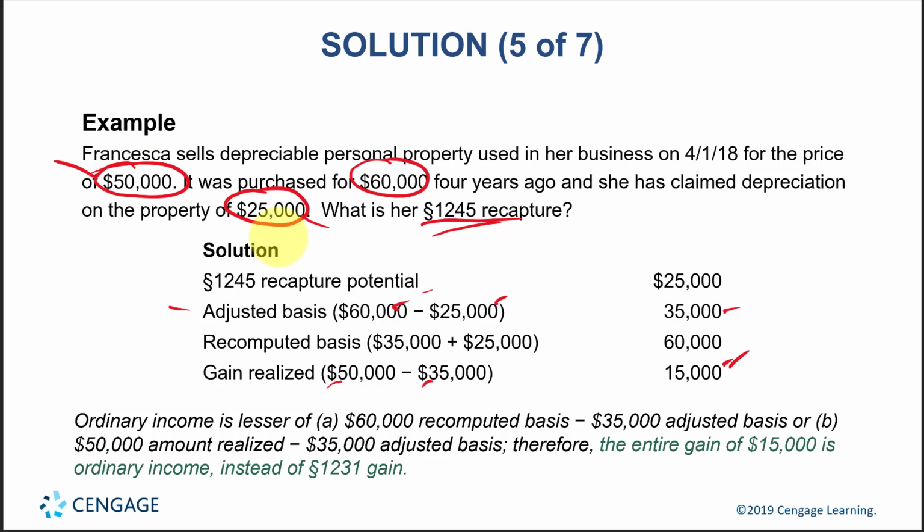The reason for this is that when she deducted this depreciation over the years, she was able to reduce her ordinary income by that depreciation, reducing it by those high tax rates. But now, if she reports this gain as long-term capital gain taxed at low rates, that would be unfair. So to the extent you have a gain, you have to turn it into ordinary income up to the amount of depreciation. In other words, if she only took $10,000 depreciation over the past years and had a $15,000 gain, $10,000 of the $15,000 would be recaptured as ordinary income, and the extra $5,000 of gain taxed at long-term capital gain rates.